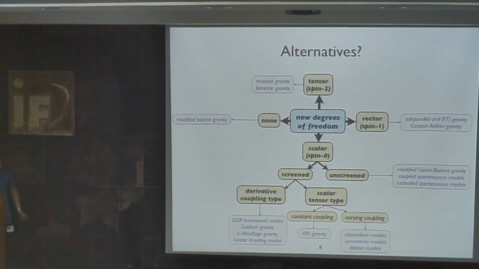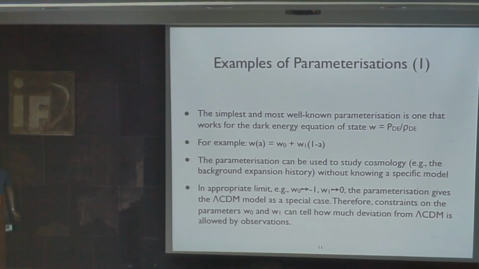So if you have a dark energy, you need to specify its energy density, you need to specify its pressure. And the ratio of these two is what we call W, the equation of state. In the case of lambda CDM, a cosmological constant, W is -1, which means that pressure is minus the density for a cosmological constant. But if you want to have a more generic description of W, this is one possibility.